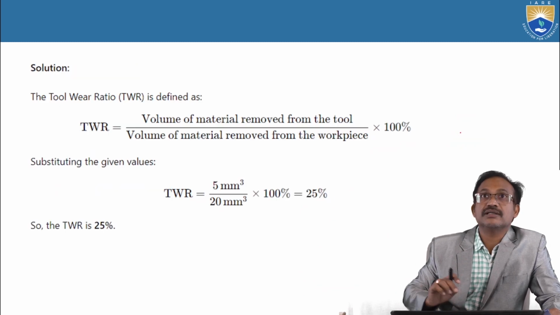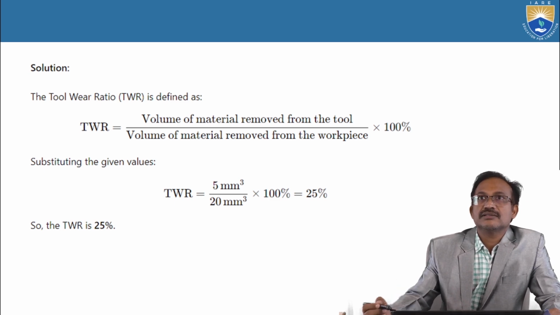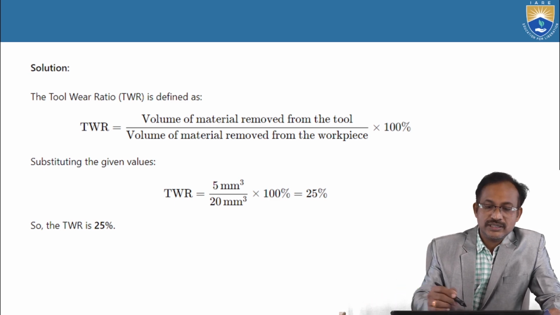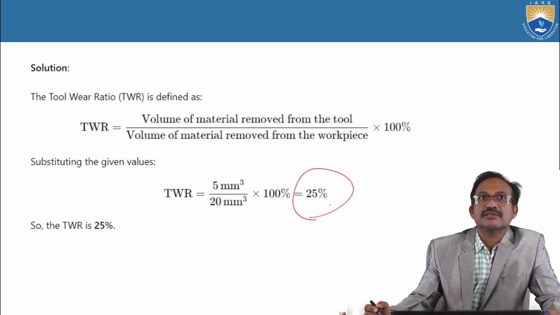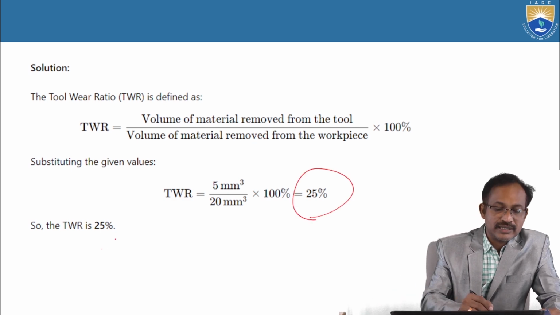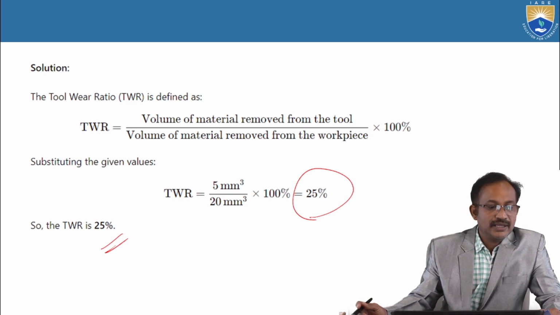Now let us look here. In percentage, that is multiplied by 100. So 5 by 20 into 100 is 25 percent. So the TWR is 25 percent.